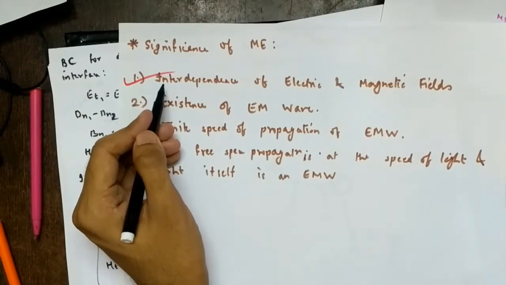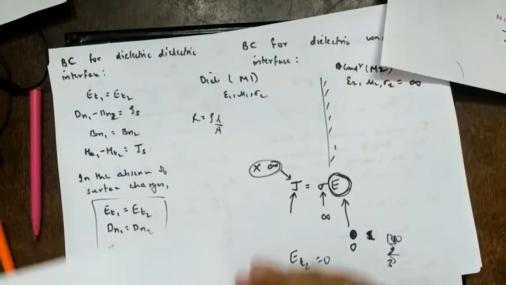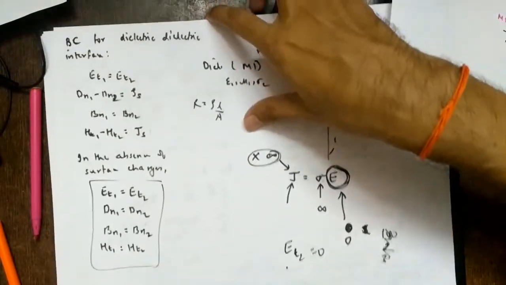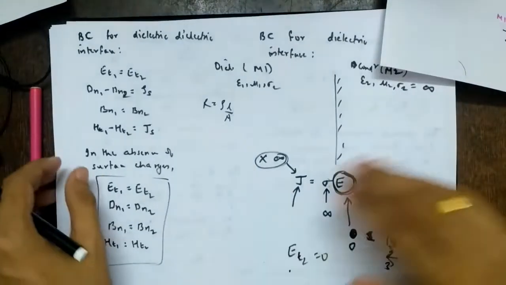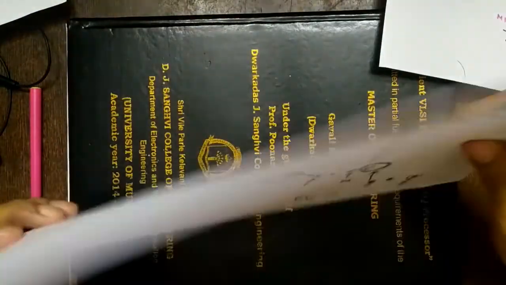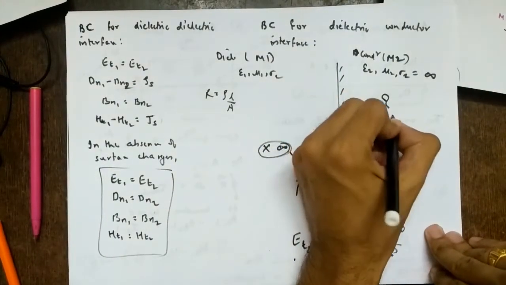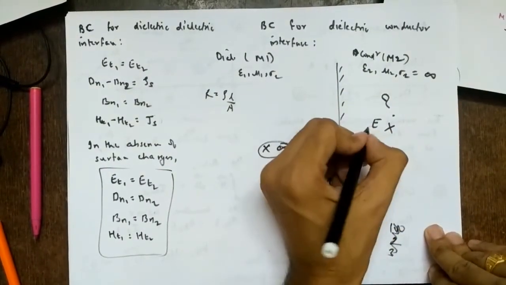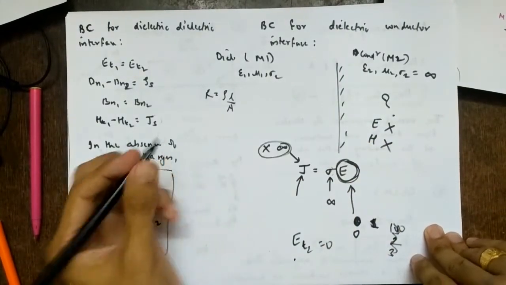Again, I have kept this page with me. There is interdependence of electric and magnetic fields. That is, they are always existing hand in hand. So if electric field is not there, there is no magnetic field. And if electric field is not there, there is no question of tangential and normal components also. So no electric field. So in short, what I am saying, E does not exist inside a conductor. H does not exist inside a conductor.